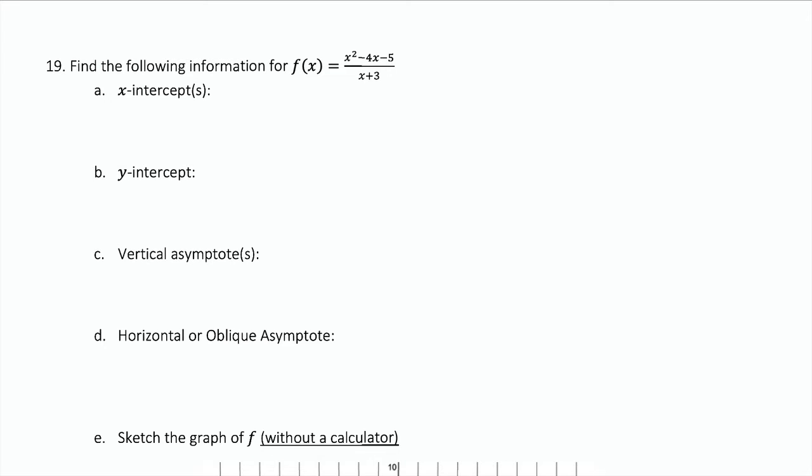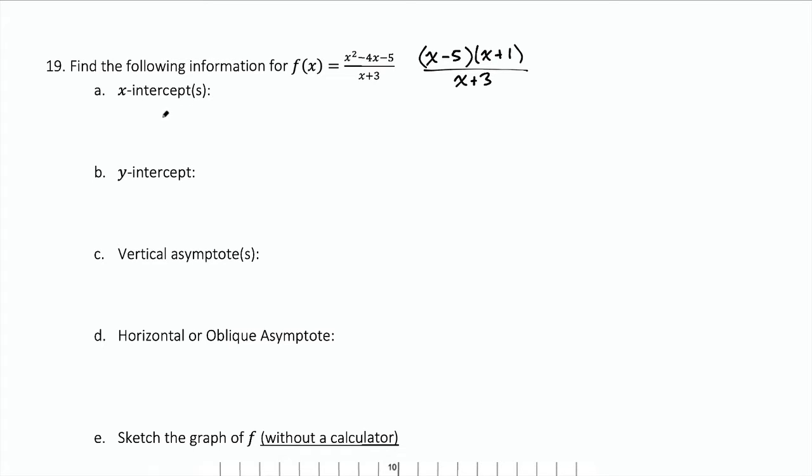For this rational function, we'd like to start off by factoring it as much as possible. So our numerator factors as x minus 5 times x plus 1. Our denominator, of course, doesn't factor at all since it's already a linear factor. There are no common factors, so we don't need to worry about reducing this.